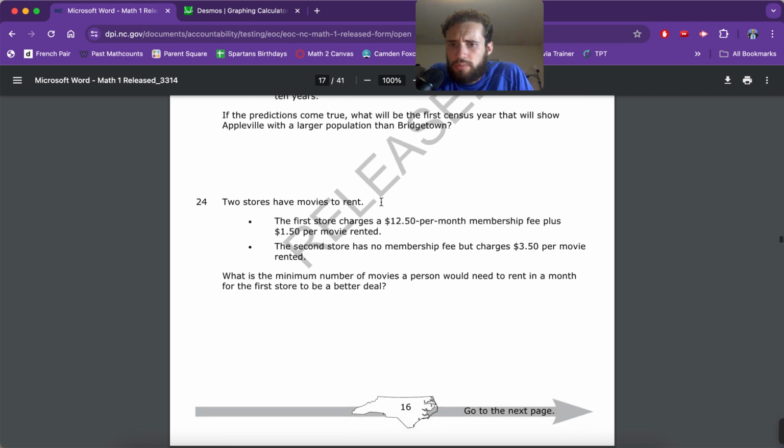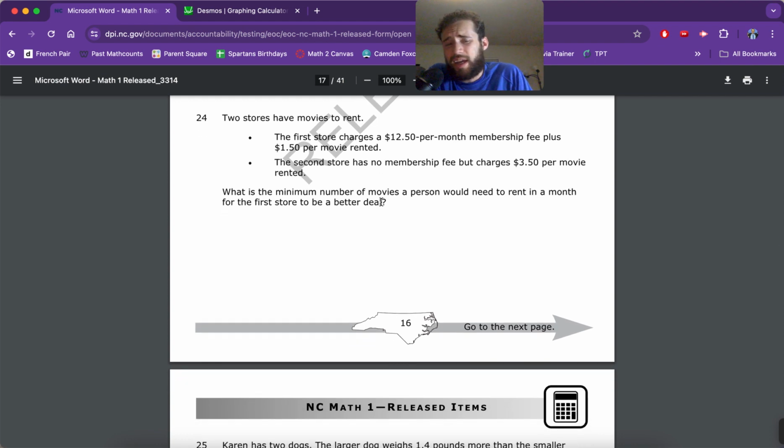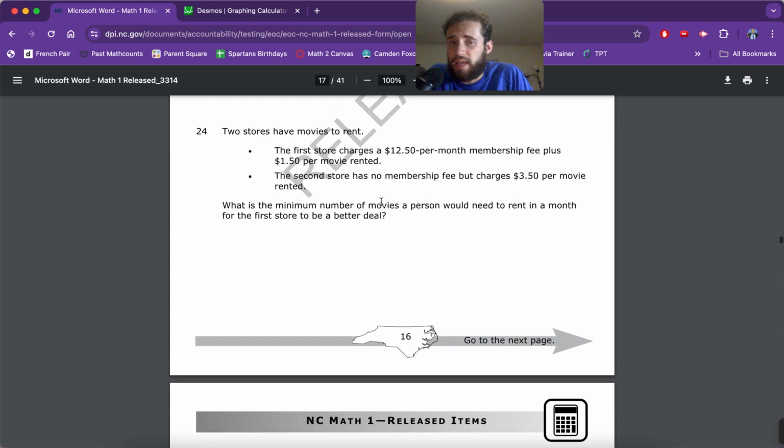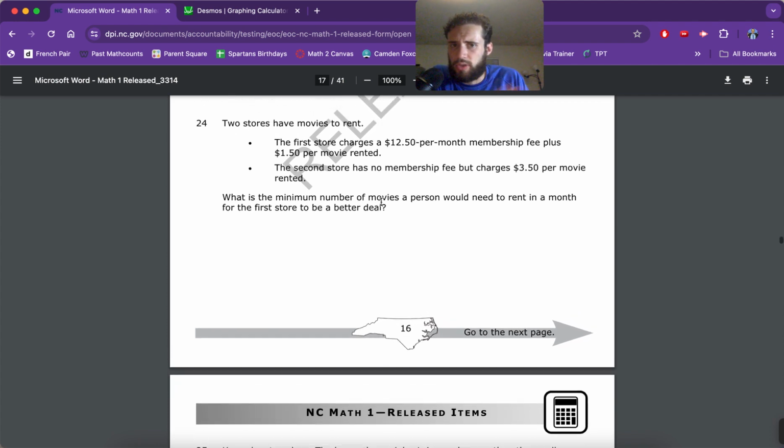So you can do it like that. But I think a lot of times those ones are just easier to do in a table, and you can use the calculator to help you make the table easier, just by doing the math for you.